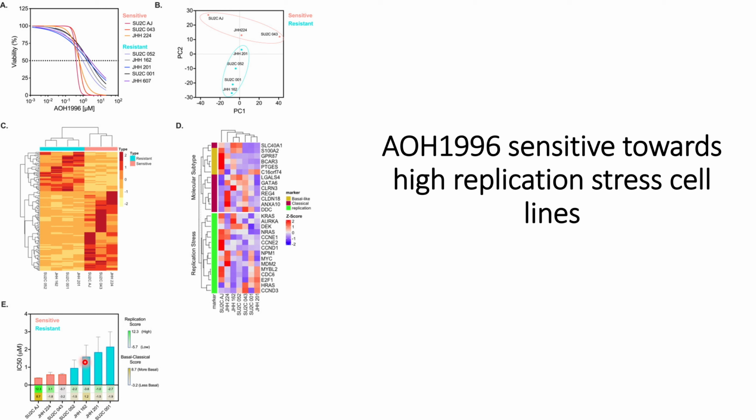All together, we can see that the replication score seems to be higher in two of the sensitive cell lines, but it is lower in one. So this concludes that it is not always necessary that replication stress needs to be higher to make them sensitive towards AOH1996.